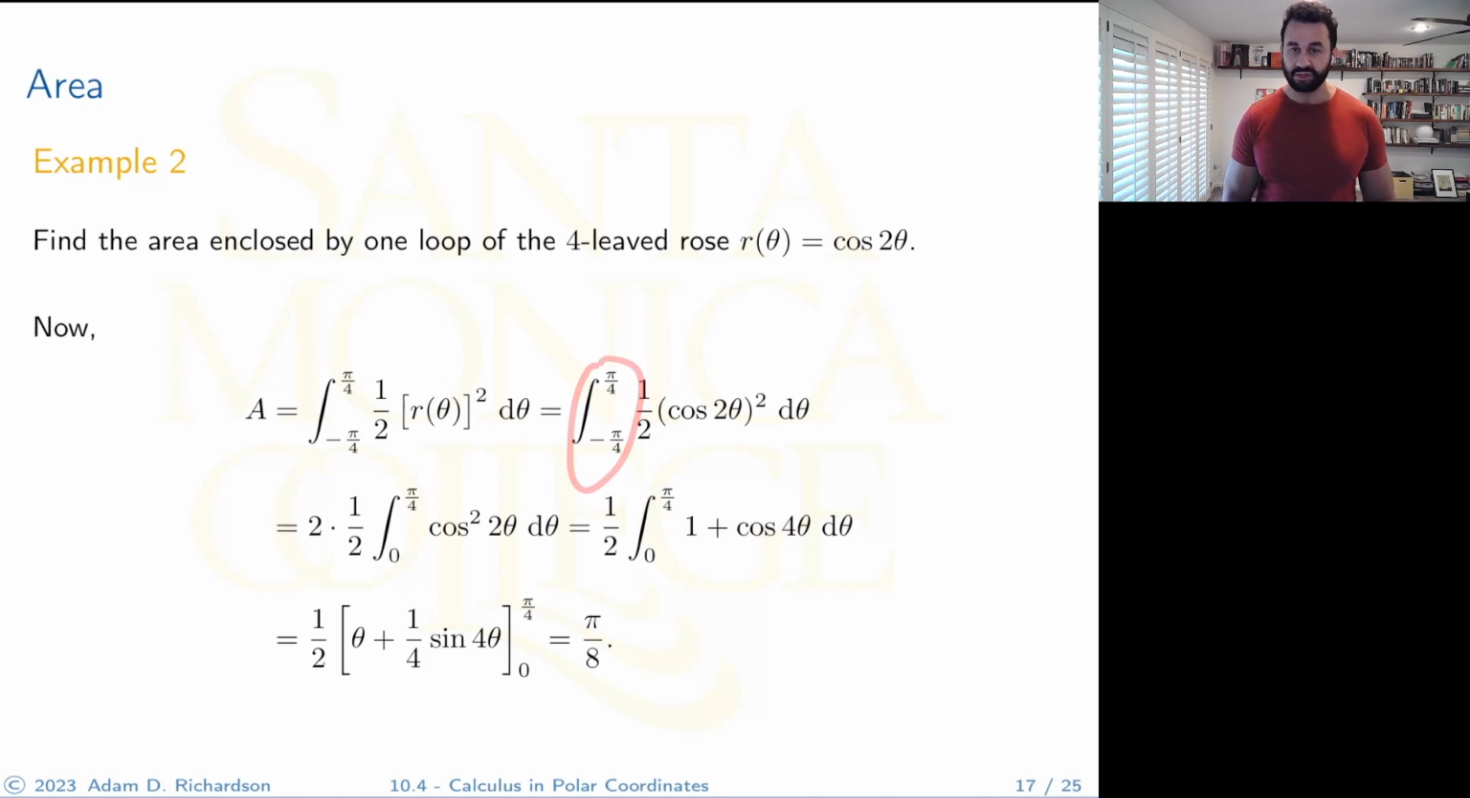I'm going to exploit the symmetry of my region, and instead of integrating from negative pi over 4 to pi over 4, I'm going to integrate from 0 to pi over 4 and double the result, because there's symmetry there. The 1/2 I just pulled out by linearity, and now I've got cosine squared. How do I deal with that? I use the power reducing formula, which leaves me with this. Now we've got a simple trigonometric integral to evaluate. Do the antiderivative, you get this, and the fundamental theorem part 2 gives us that the result is pi over 8.